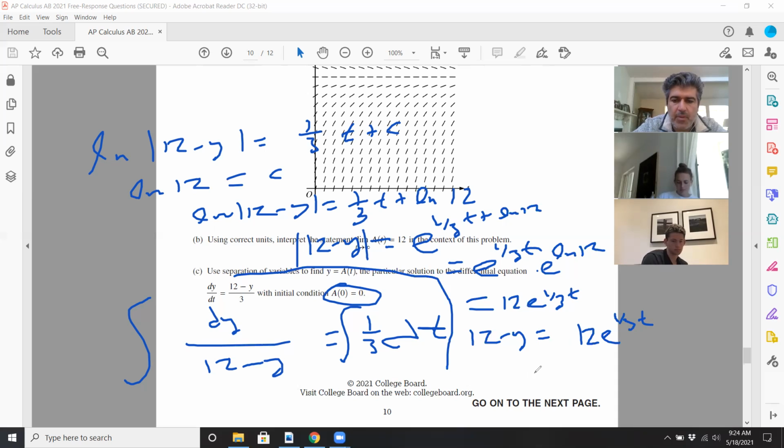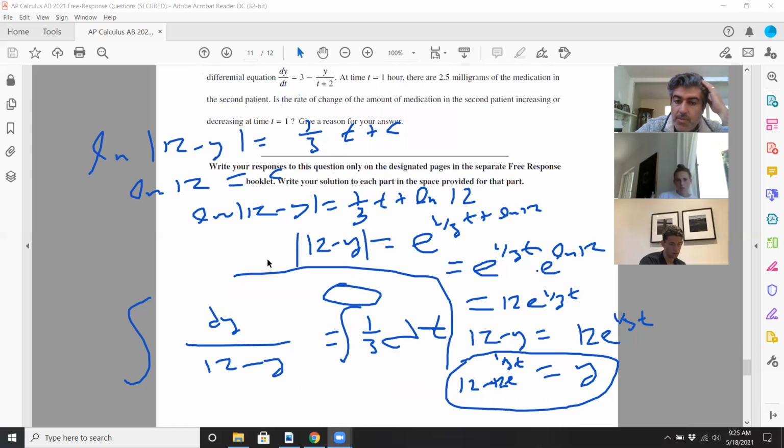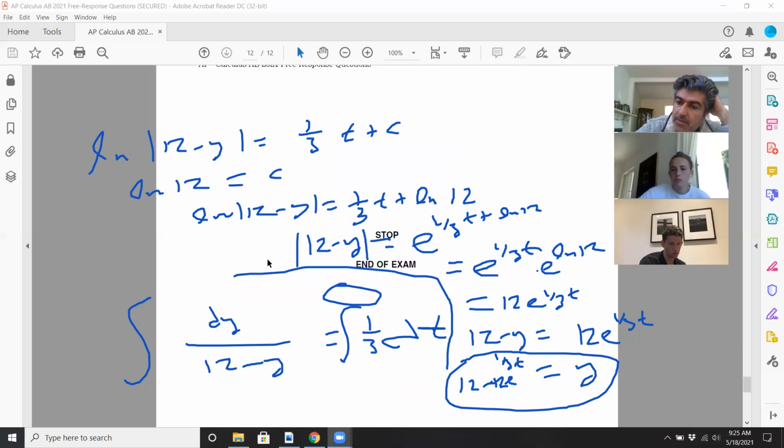So then we move things around. We get y on the right side. You get 12 minus 12 e^(1/3 t). And there you go. That's the final answer. It's very straightforward. Questions about that one?